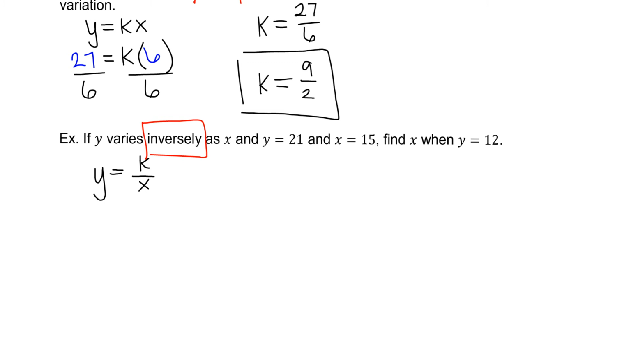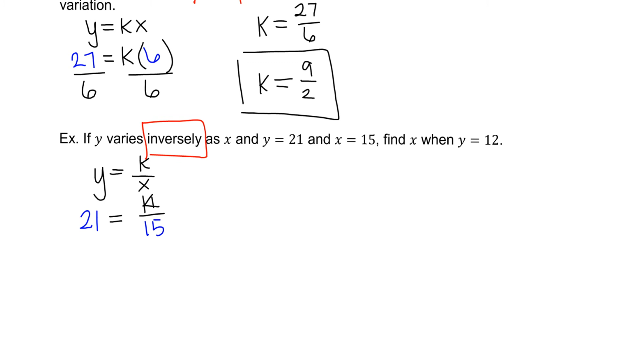Before we can do that, we need to know what k is. And that's where this y equals 21 and x equals 15 come in. We're going to use them to find our constant of variation. So we're going to replace y with 21. So we get 21 equals k over, and then we'll replace x with 15.